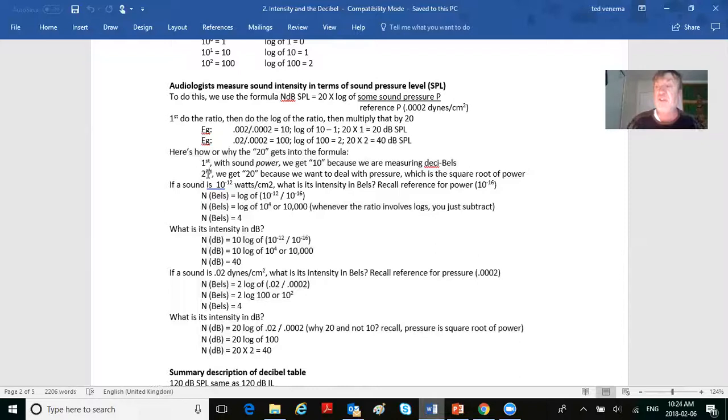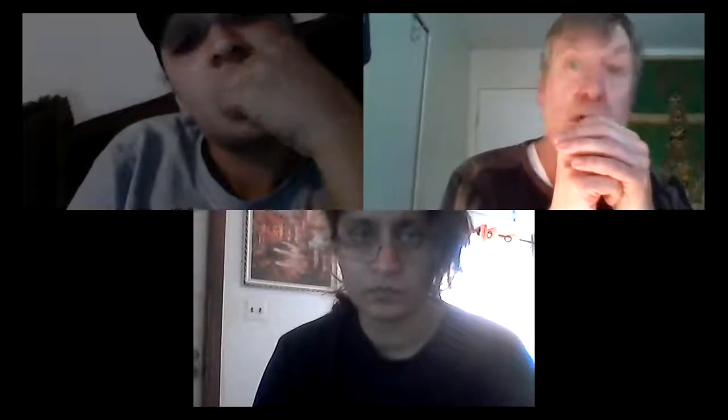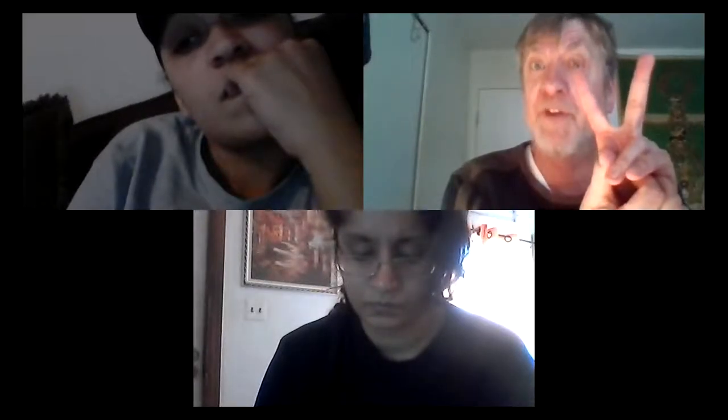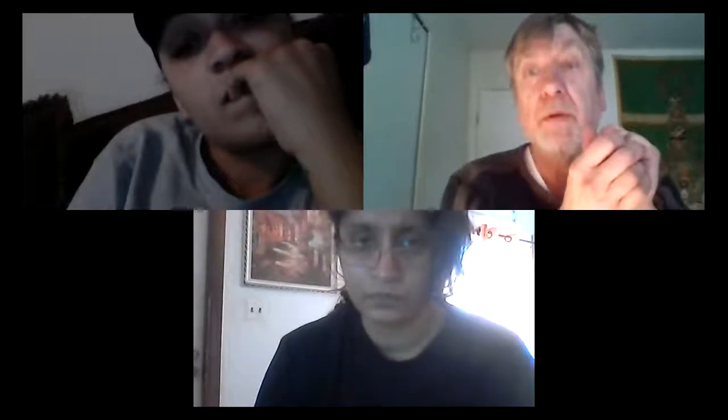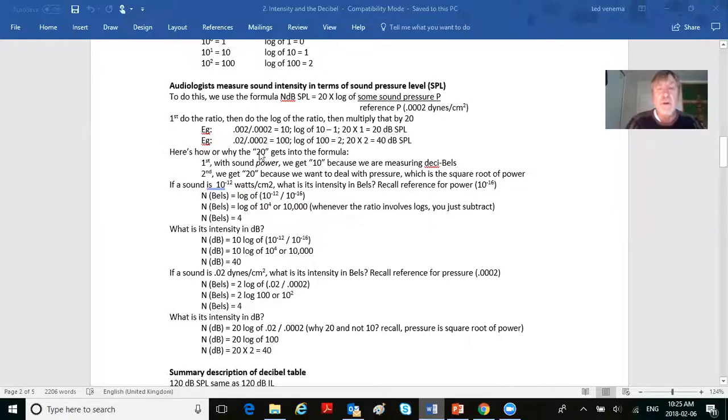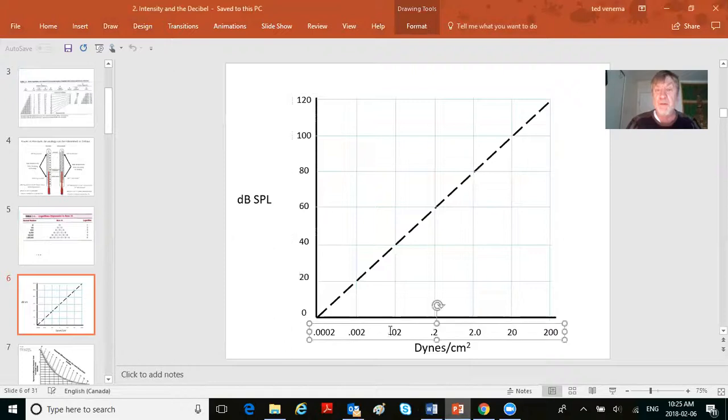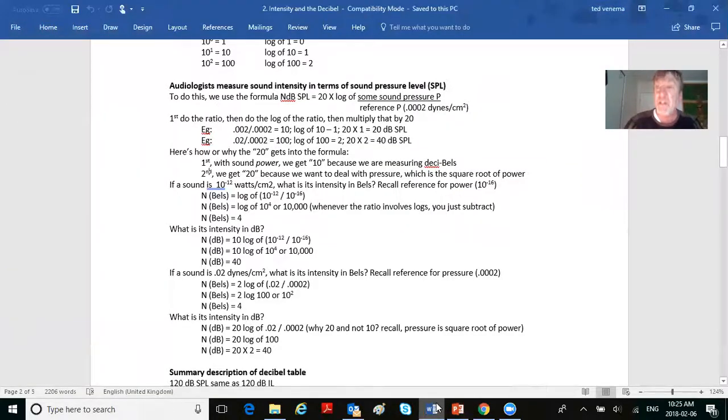What's the logarithm of 100? Well, how many times did 10 have to be multiplied by 10 to equal 100? 10 times 10 is 100. So the logarithm of 100 is 2. 20 times 2 is 40. So let's look at our picture. If this was our number, 0.02 in that example, what was the decibels? 40. So 0.02 divided by 0.0002 is 100. What's the logarithm of 100? 2. What's 20 times 2? 40. Done. So that is as much as I'm ever going to ask in terms of decibel formulas.